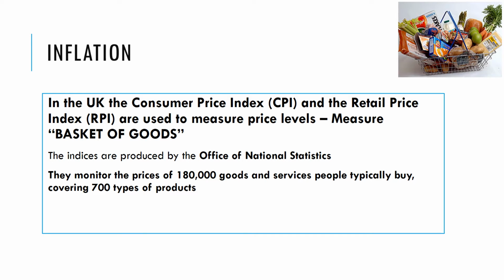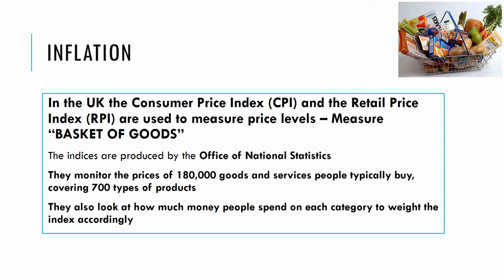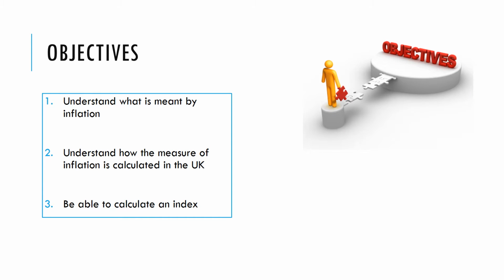And how's this for a job? They monitor the prices of 180,000 goods and services people typically buy, covering 700 types of products. They must have some pretty big spreadsheets. They also look at how much money people spend on each category to weight the index accordingly. And we'll come back to that weighting a little bit later on. So as we said, to be able to look at this index, the Consumer Price Index, we need to be able to calculate an index and understand what that is. Let's do that now.